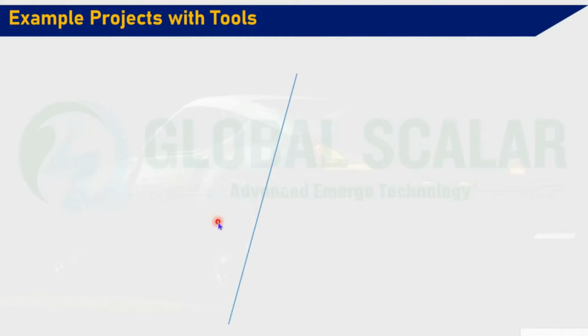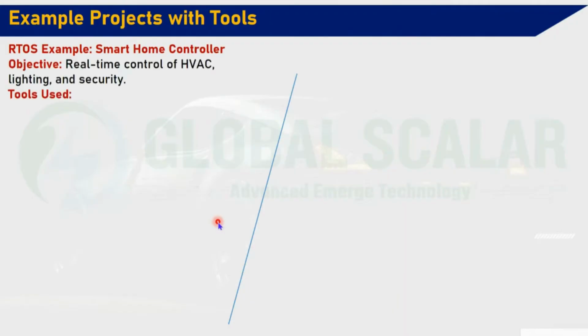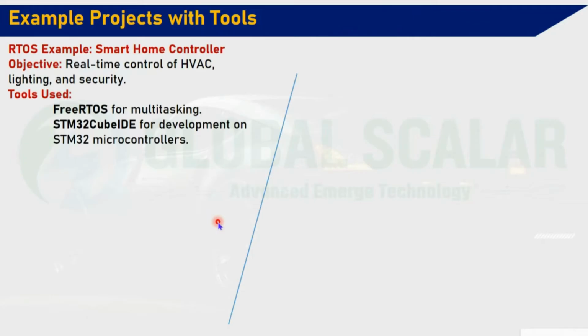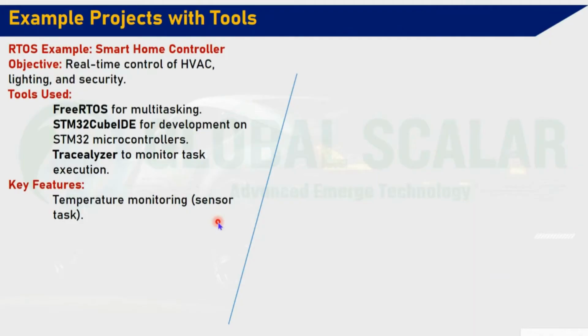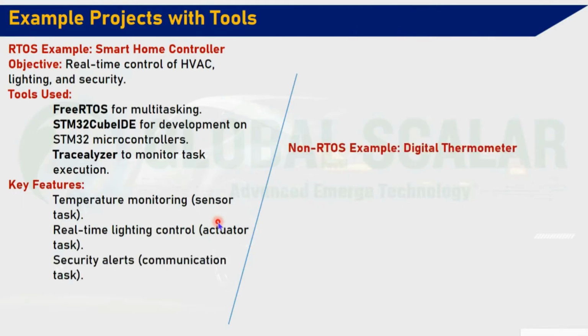So what are the examples of non-RTOS and RTOS? For example, take a smart home controller. The main objective is real-time control of HVAC, air ventilation, air control, lighting, and security. The tools here: we use FreeRTOS for multitasking, and the controller we use is STM32 for development of the software, with a trace analyzer to monitor the execution. So we are able to monitor the temperature, and we are able to control the lights with the help of an actuator. And for a security alert, it will send the communication data.